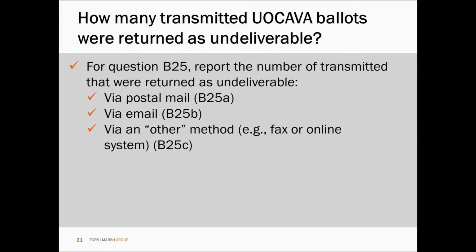So then, of those ballots you transmitted, how many were returned as undeliverable? So how many were returned undeliverable by the post office? How many were returned as undeliverable because my email bounced? Or how many of them were returned as undeliverable for some reason from a fax number that you sent a ballot to or something else? So how many times did you transmit a ballot and it was returned to you as undeliverable?